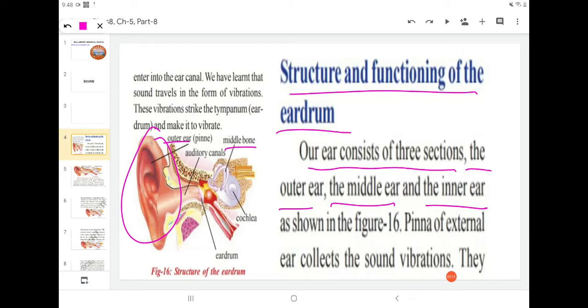Now, the pinna of the external ear collects the sound vibrations. So that means the outer ear. So they enter into the ear canal. We have learned that sound travels in the form of vibrations. So these vibrations strike the eardrum and make it vibrate.